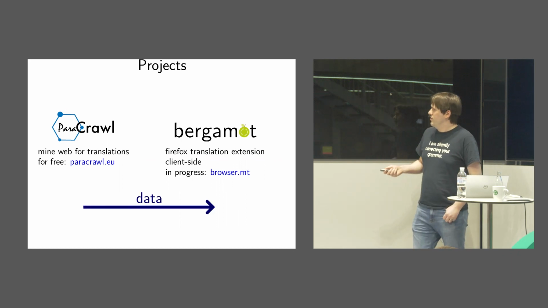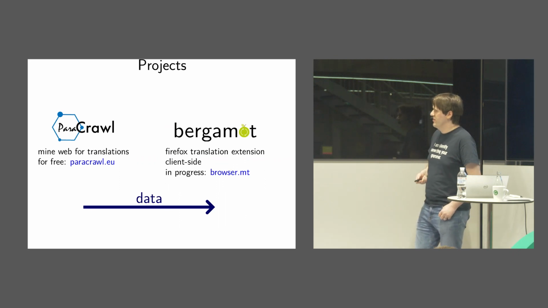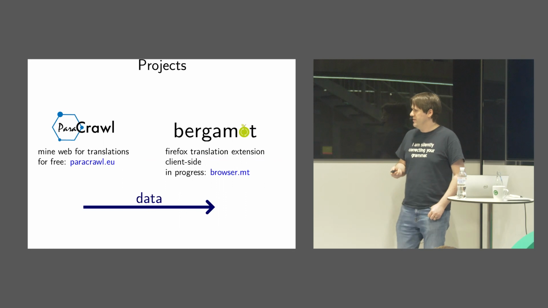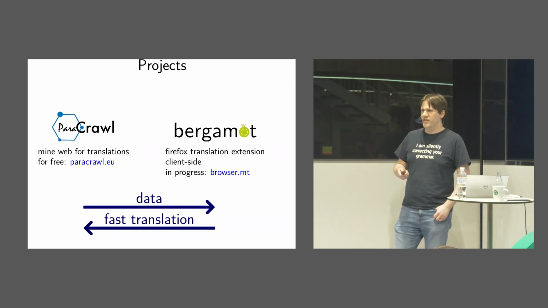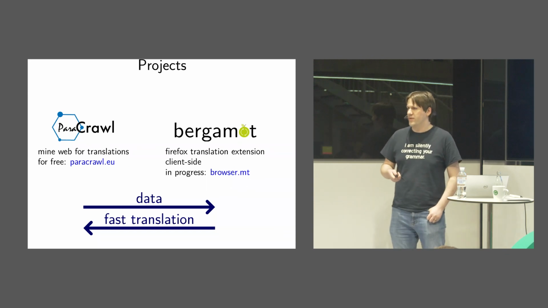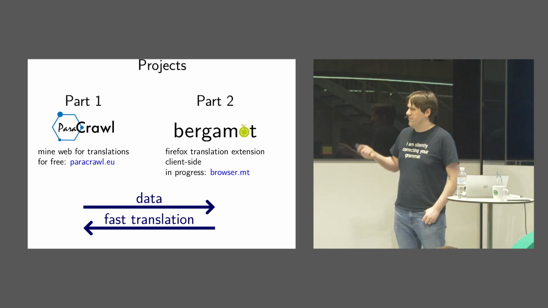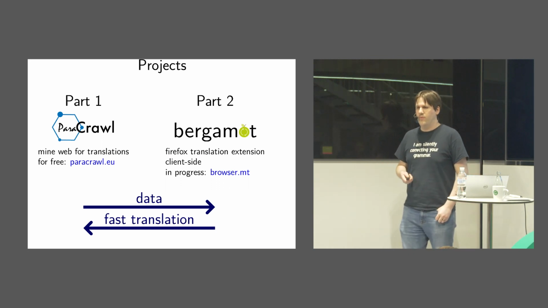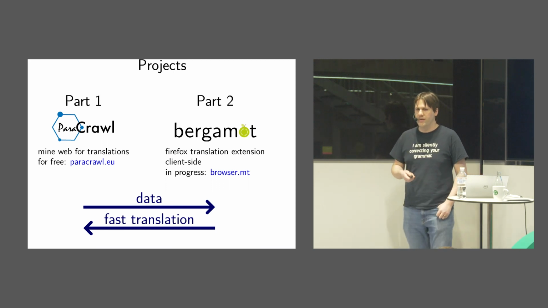So these projects actually relate to each other in a way. The Paracrawl project produces data, but as we'll see later in the talk, we also take fast translation that's necessary to run on a desktop and feed that back into producing more parallel corpora. And that's sort of the outline for this talk. Part one is how do we get the data, and part two is how do we bring it to the users.